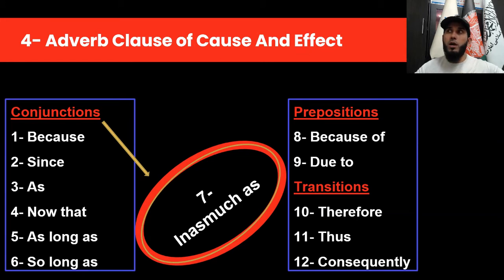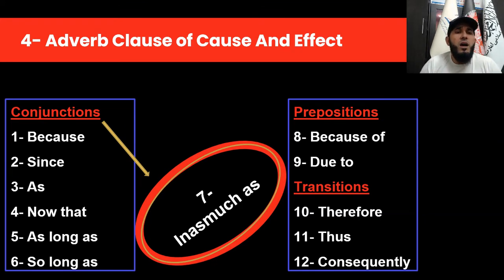Or he was sick, this is the reason, and he went to the hospital, that is the result of this reason. So an adverb clause of cause and effect shows the effect or the result of a cause in its main clause. I hope this concept is clear.